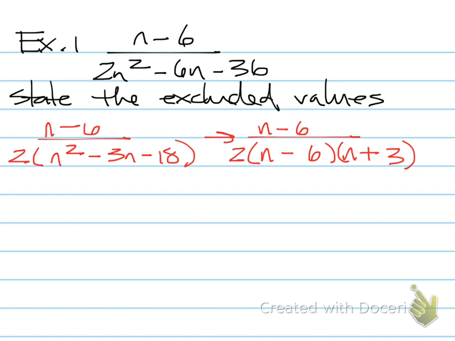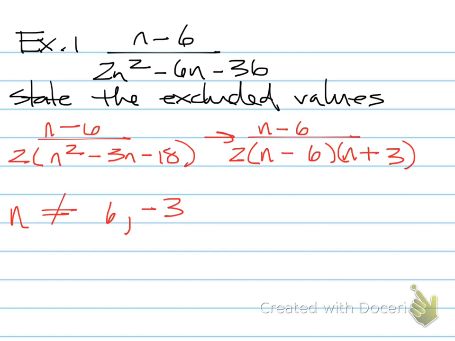So now we can determine what should be excluded: the values of n that would make the denominator 0. You're going to set each one of those factors equal to 0 to determine the excluded values. When we set n minus 6 equal to 0, we get n equals 6. And when we set n plus 3 equal to 0, we get n equals negative 3. So those are the two values that n cannot be.